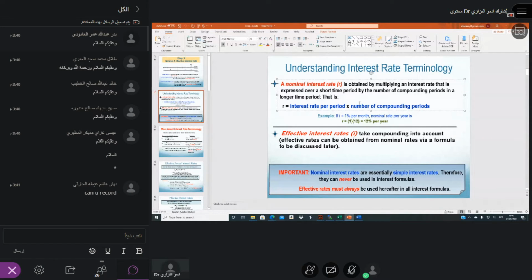Let's say I is equal to 1% per month. Then the nominal rate per year is 1 multiplied by 12, since there are 12 months in a year, so you'll have 12% interest per year. For example, if they are collecting 1% interest every month and you are asked to find the nominal interest rate in 1 year, all you have to do is multiply the monthly 1% by the 12 months in 1 year. That is why you have a 12% nominal interest rate every year.